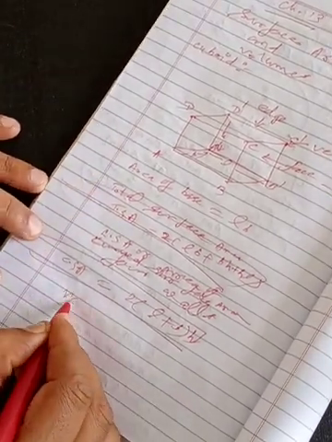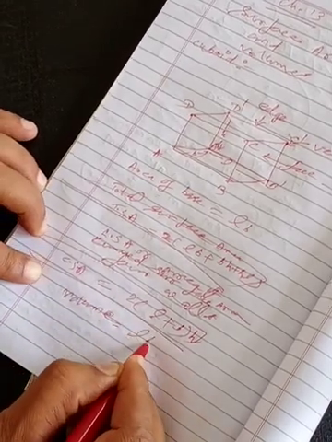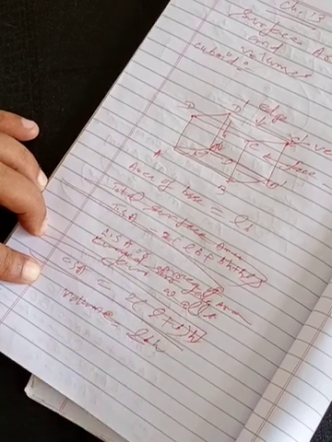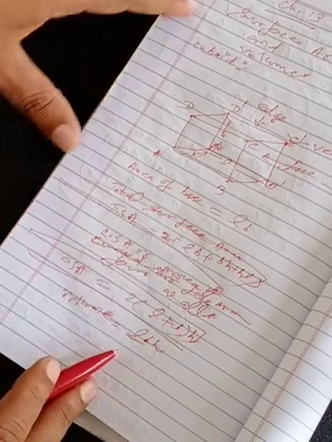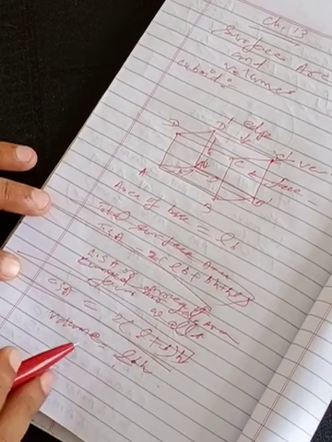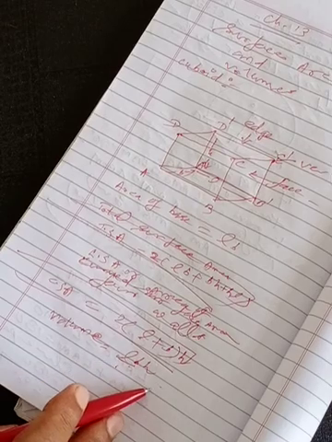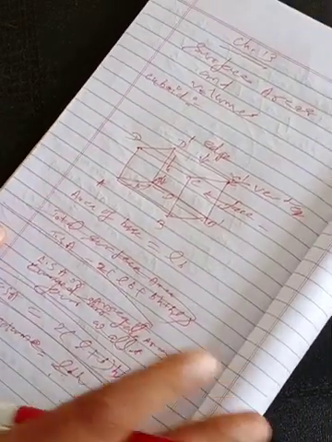Now its volume. How do you find the volume? The volume formula is L into B into H. Students, you have to understand always that whenever we are finding volume, it will always be the area of base into height. Its base is a rectangle, so its area will be L into B, into H. This is the formula of its volume.